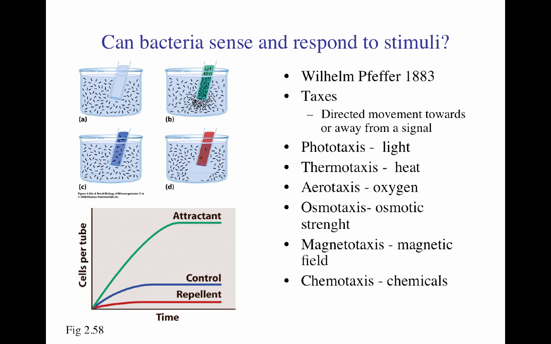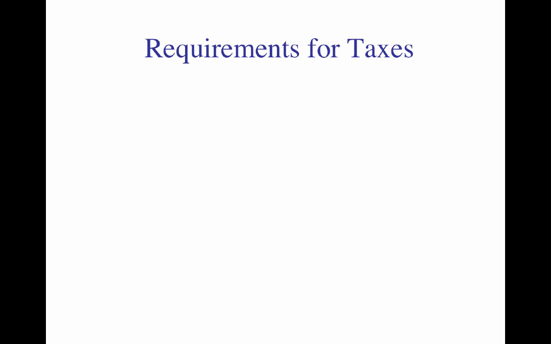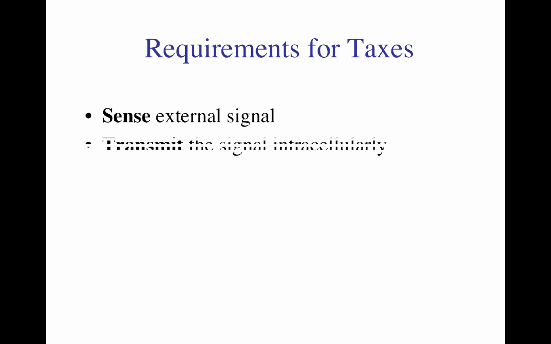So this was the initial idea that microorganisms have a way to sense their environment and therefore react to it by moving towards different sources of either attractant or repellent. Now, what is required for microorganisms to move? They need to be able to sense the external signal. That means they have a mechanism to detect that the signal is present outside of their system.